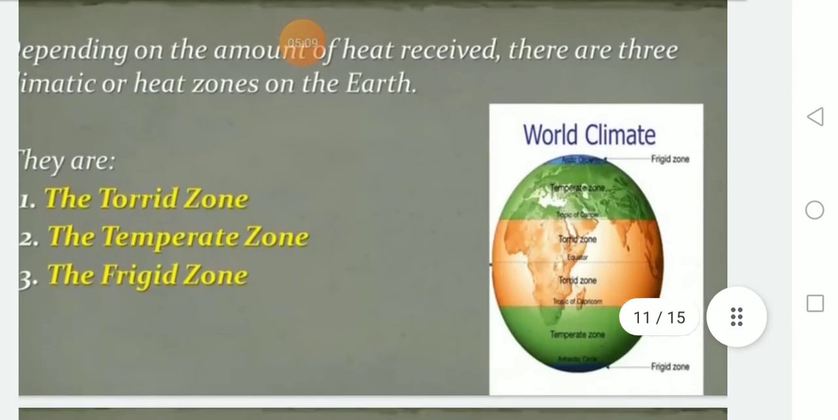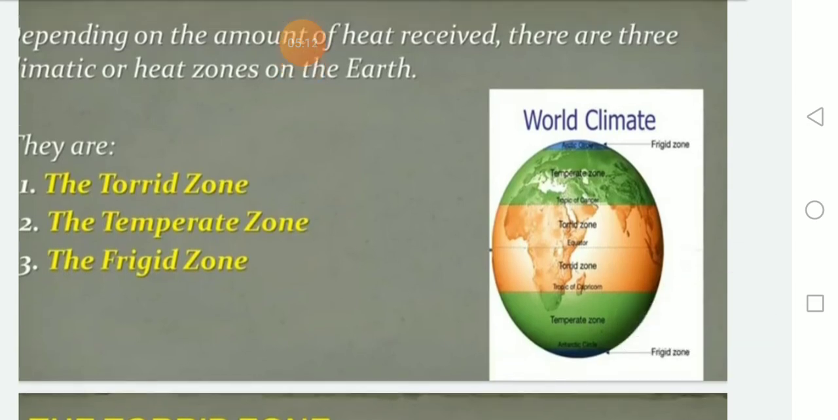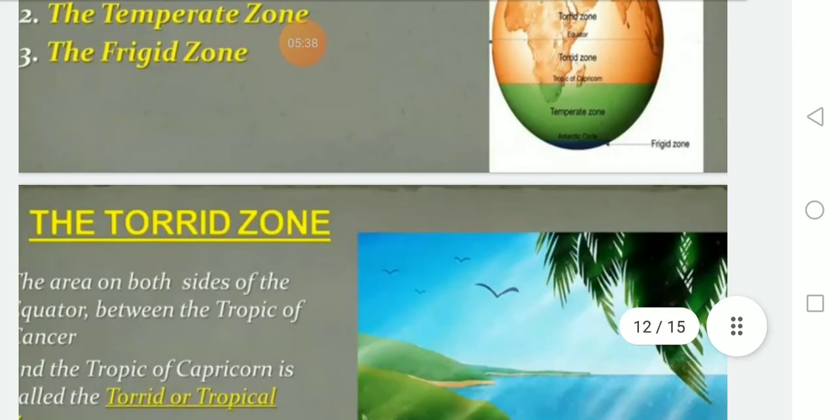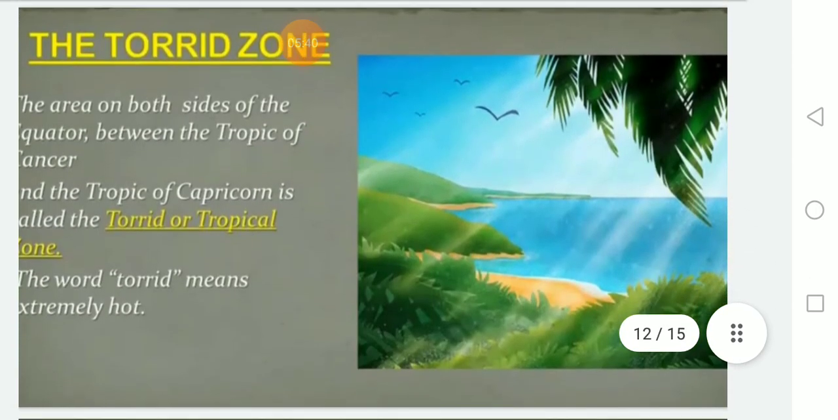So there are three major zones on the earth: the torrid zone, the temperate zone, and the frigid zone. You can see that on both sides of the equator we have the torrid zone, then on both sides we have the temperate zone, and on both sides we have the frigid zone at the north pole and the south pole. The torrid zone is the area on both sides of the equator between the Tropic of Cancer and the Tropic of Capricorn, and it is called the torrid or tropical zone.